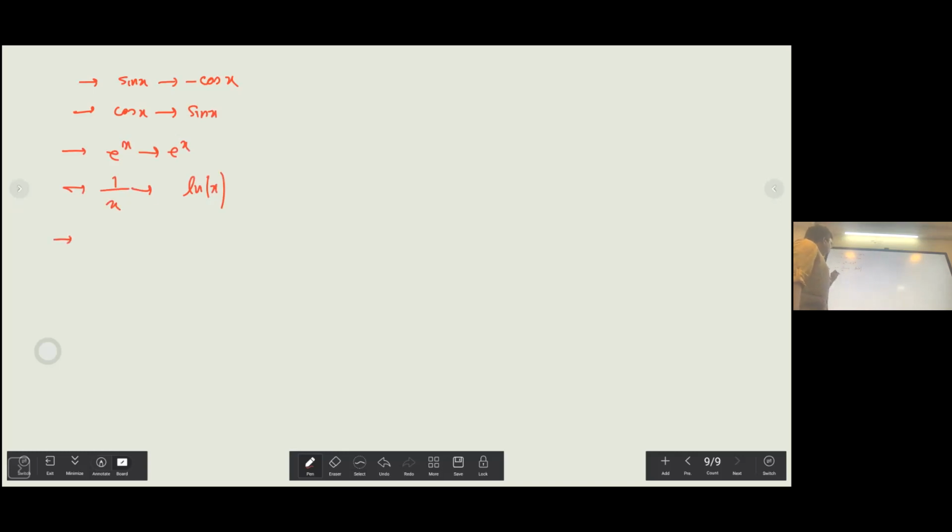Then you've got integration of a raised to x. I'm just going to attach the integral sign. I'm not writing dx everywhere. It is understood. It is going to be a raised to x upon ln a. The plus c is not being written everywhere. That is understood.